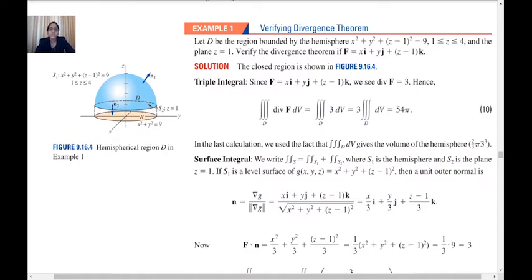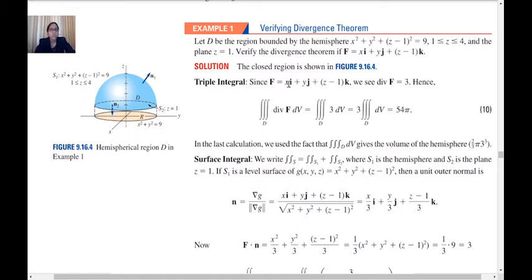Let's see first the right hand side, that is the triple integral over D of the divergence of F dV. Now what will be the divergence of F? It is dP/dx plus dQ/dy plus dR/dz.